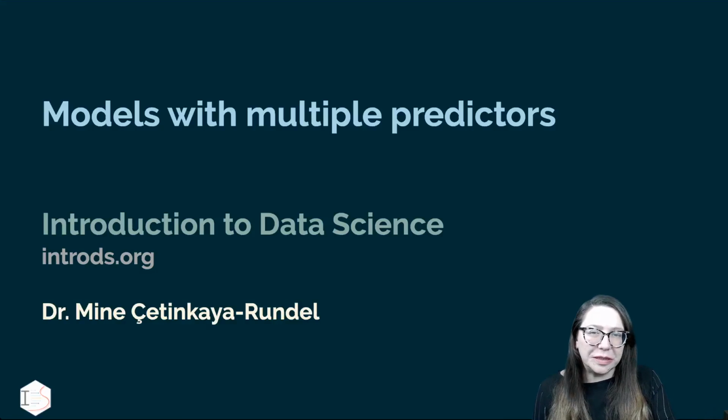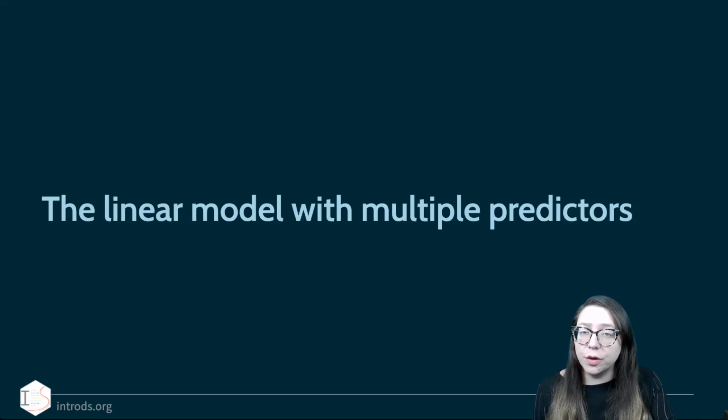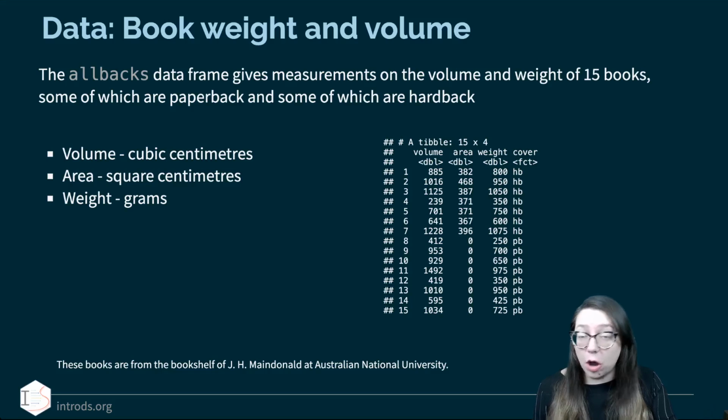In this video, we're going to talk about building models with multiple predictors, and we're still talking about linear models here. So the data set we're going to work with for this video is called Allbacks. It's from one of the R packages, and it basically has data on 15 books. So a small data set that you can see here on the slide on the volume and weight of them.